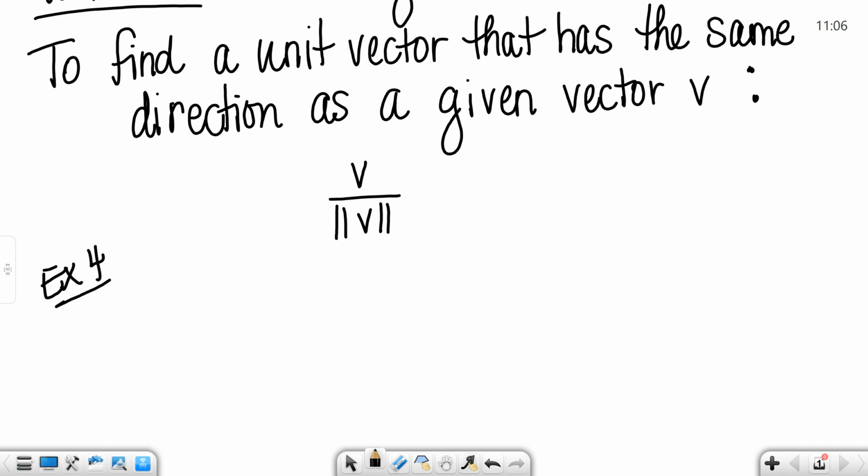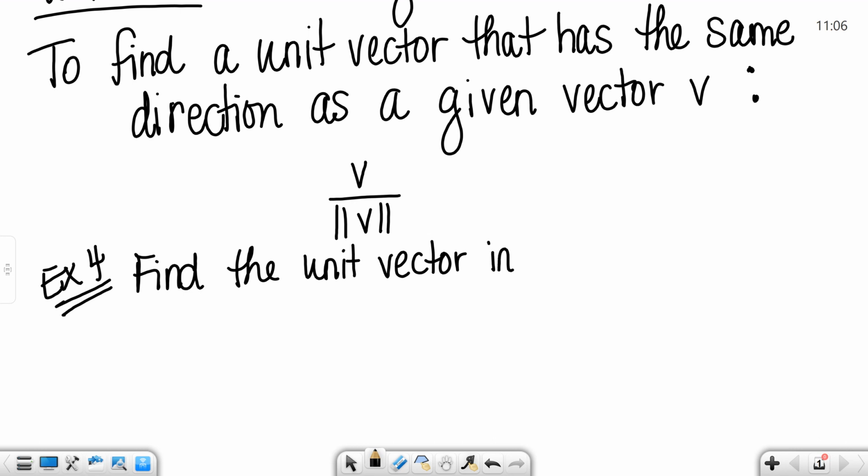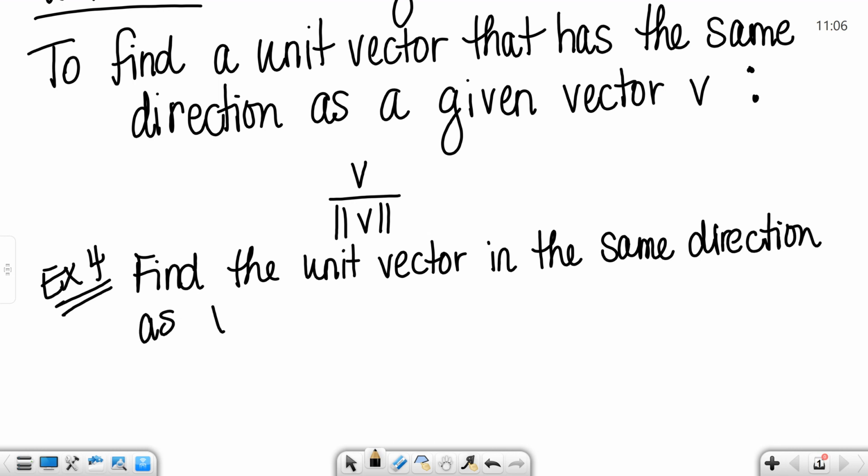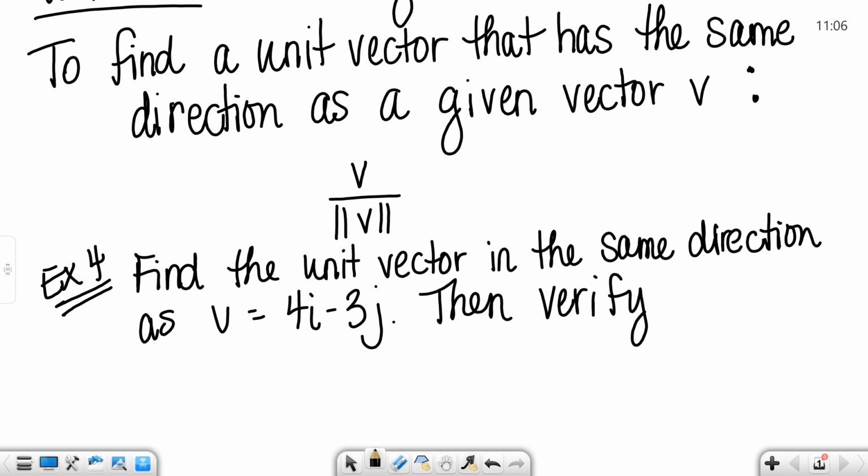And that produces for us a new vector that's the same direction as vector v. Okay, so let's apply that. Find the unit vector in the same direction as, I'm going to give you a vector, 4i minus 3j. And then when we're done finding it, I want us to verify it has a magnitude of 1.